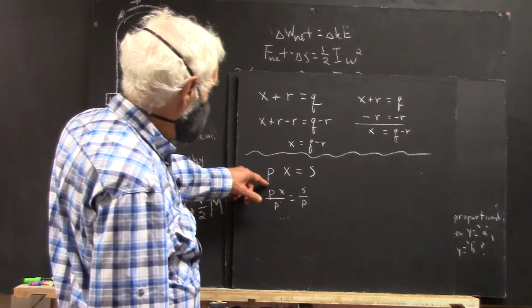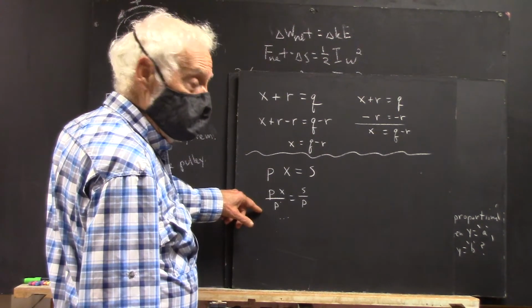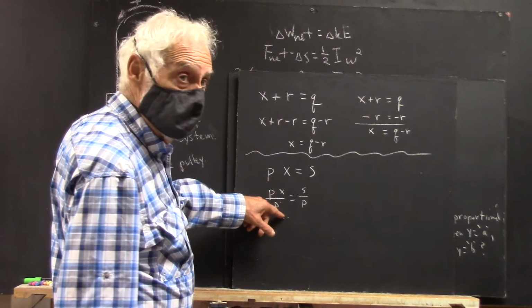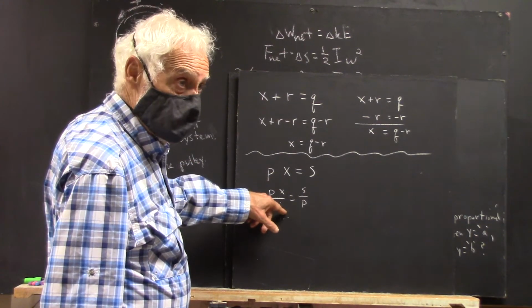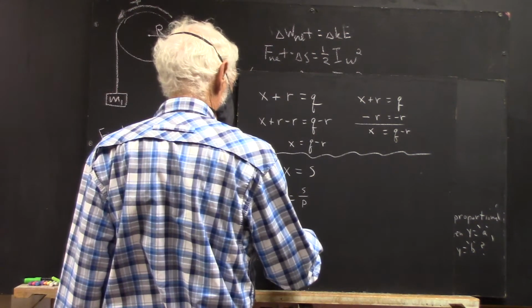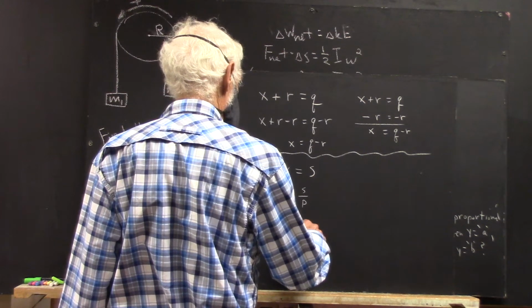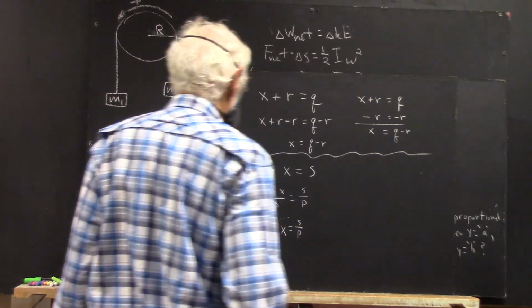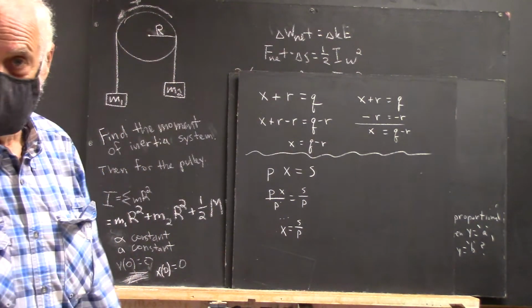But since you can factor out that p over p, this is p over p times x over 1. X over 1 is just x, p over p is just 1. You get x. So this is what you get, right?